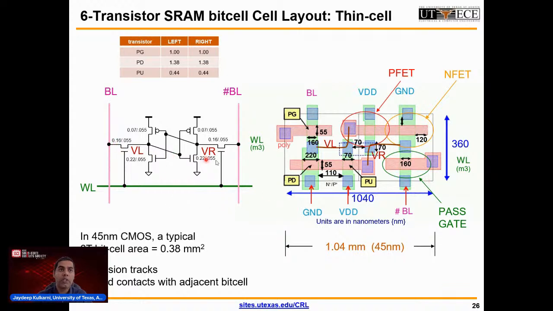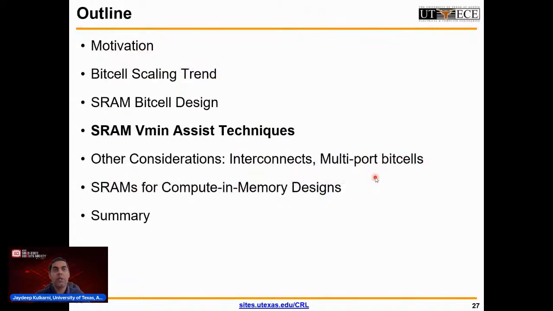And the storage nodes, VL and VR, are essentially the diffusion connections, which are not shown here, but electrically you can imagine these VRs and these regions are connected so that this forms a cross-coupled inverter structure. So it is very important for us to analyze how exactly these modern SRAM bit cells are laid out, and this is in a thin cell geometry. So next, let me move on to the circuit level techniques in order to lower the Vmin of the SRAM arrays.